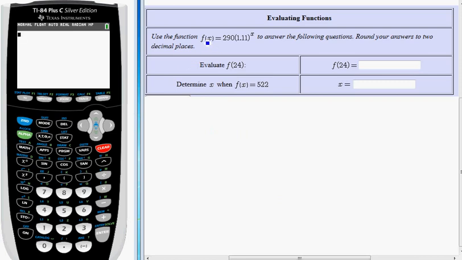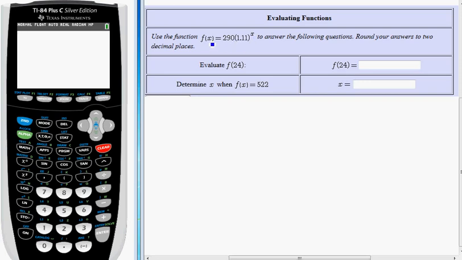In this problem, we're given the function f of x equals 290 times 1.11 to the x. We're supposed to do two things. The first, evaluate f of 24. This is the easier of the two because they're giving me the input. All I need to do is use my calculator and type out what I see here to find the output.